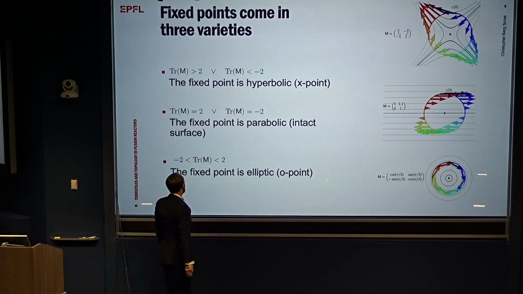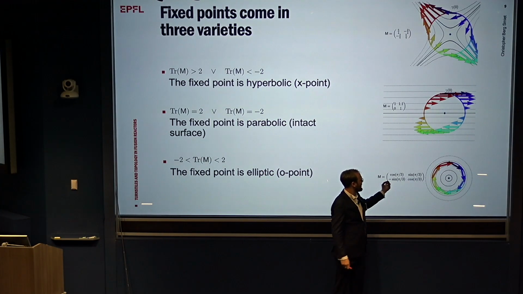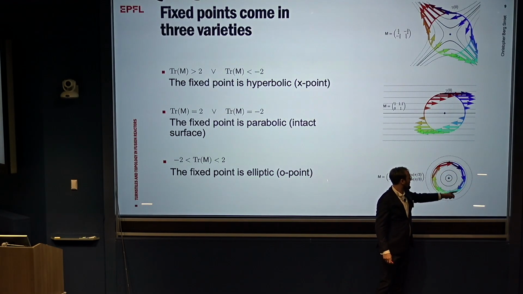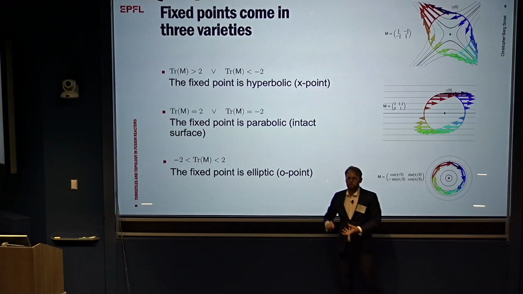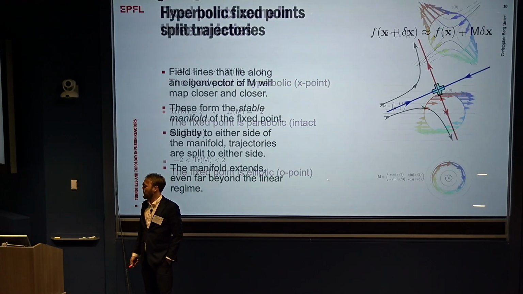And then the third option is the elliptic fixed point, in which the matrix is basically a kind of rotation matrix. Here I wrote the matrix for a rotation of pi over 3. And every point maps to invariant circles or ellipses around the fixed point.